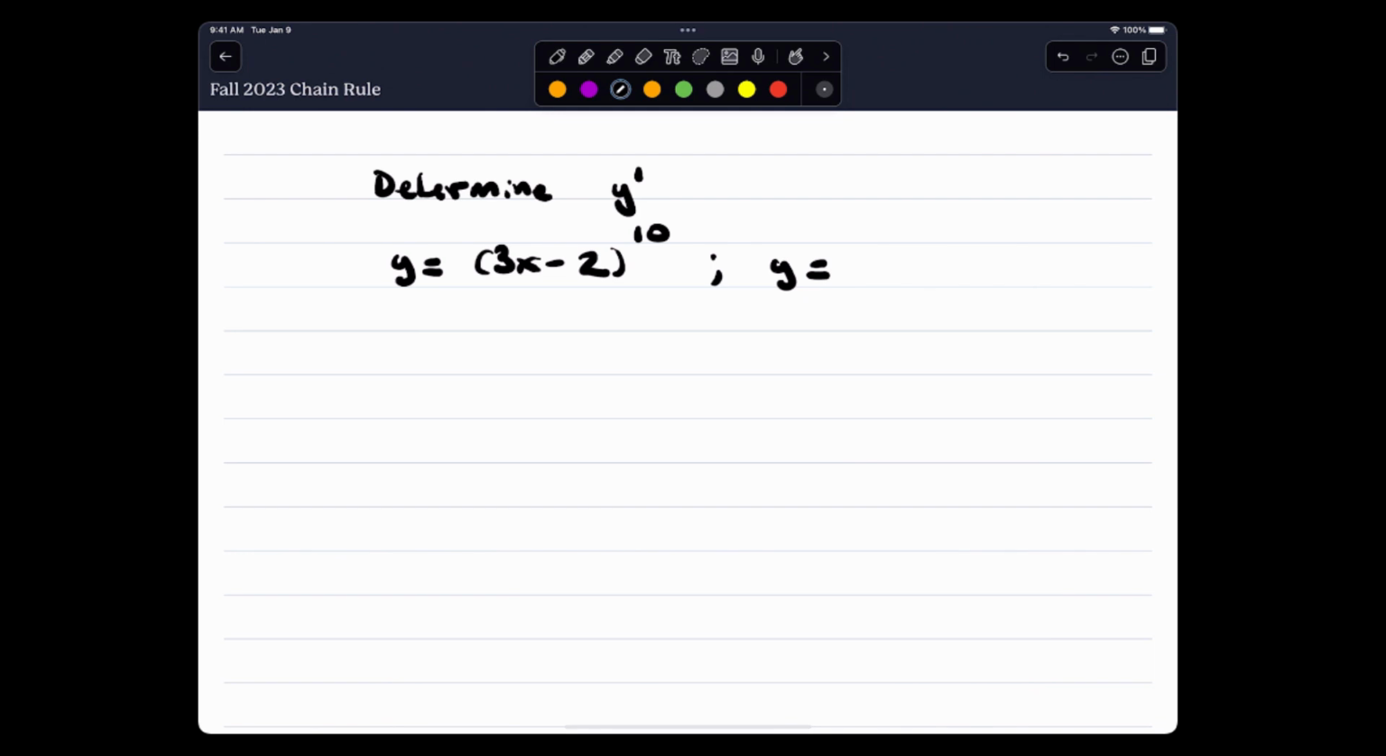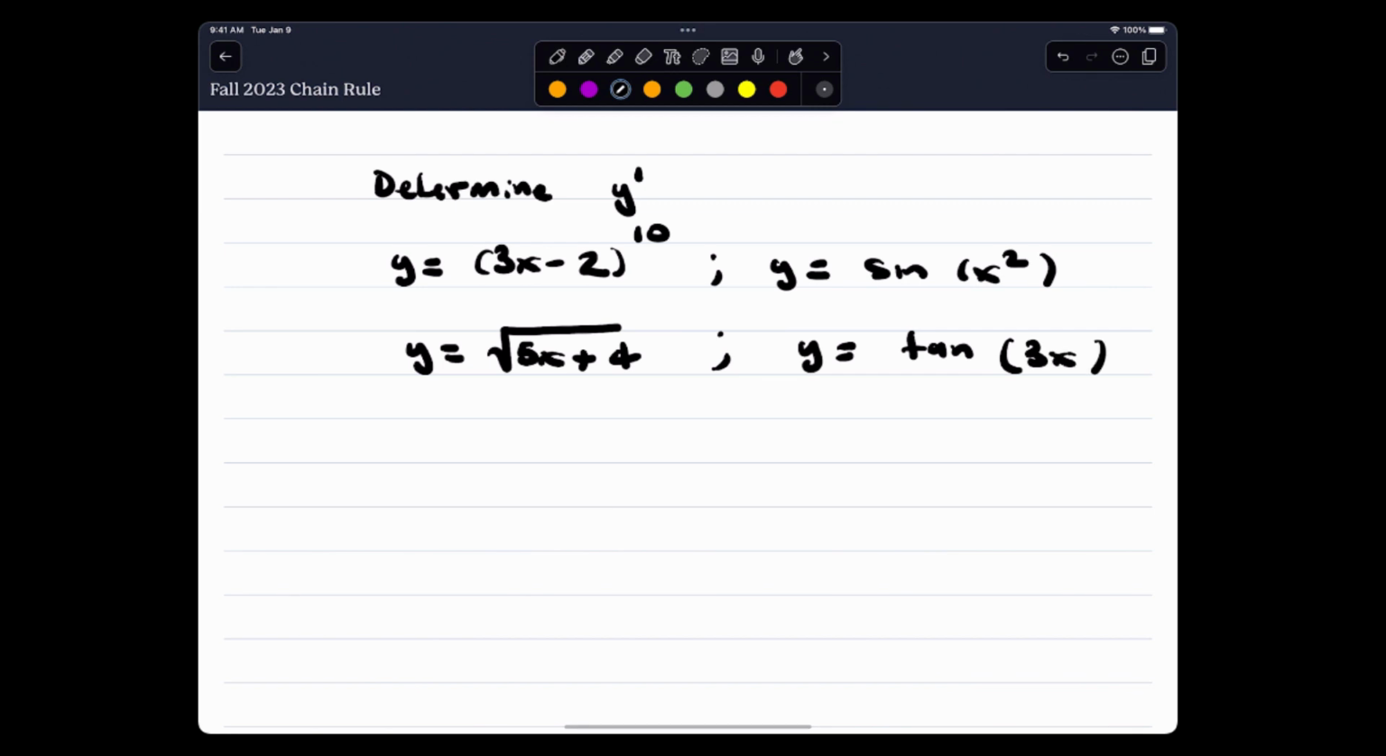What if you had a function that looked like this? Sine of not x, but x squared. You can't actually differentiate this function, ladies and gentlemen, with the tools you already have. What if they give you a function, the square root of 5x plus 4? Another function, maybe tangent of 3x. So what we want to learn is how to differentiate all of these functions. And how you do that is to use what's known as chain rule.